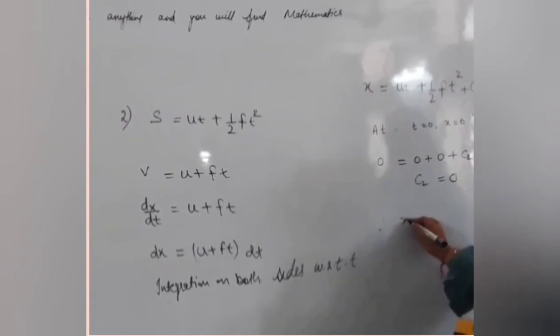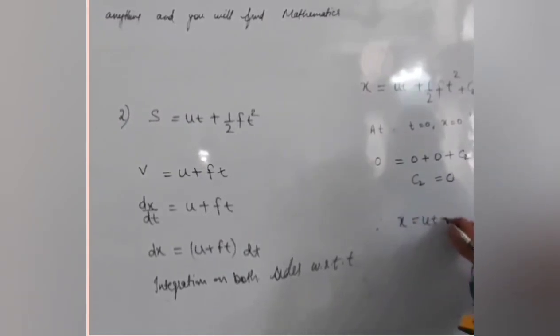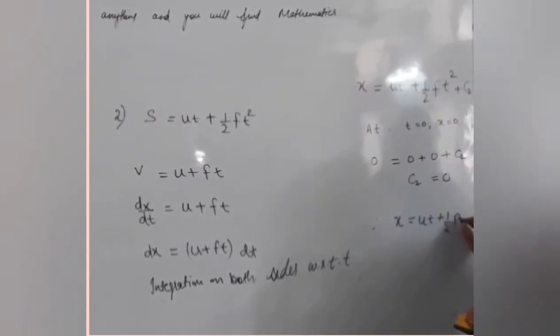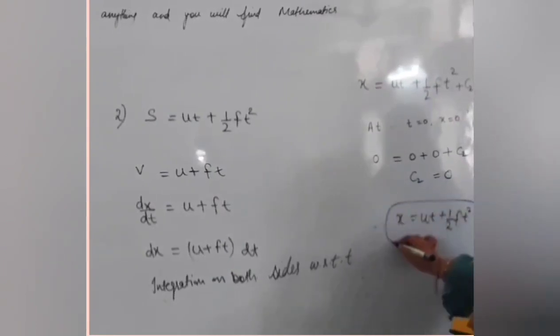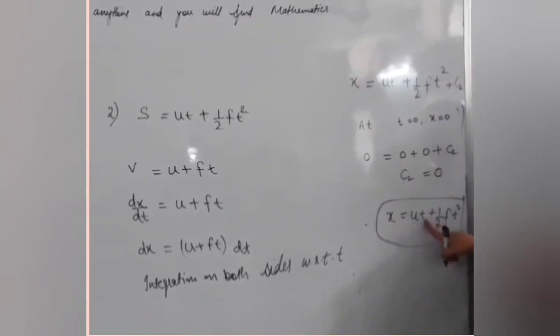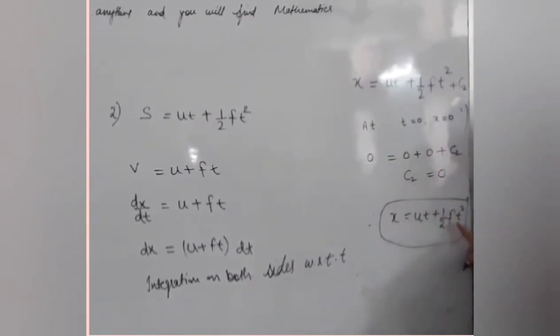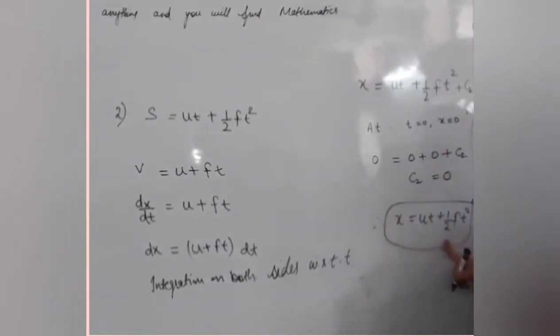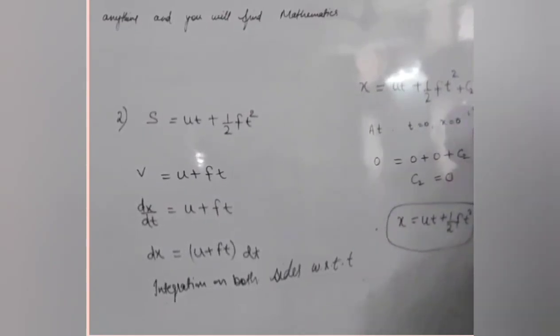Now we have the equation x is equal to Ut plus half Ft square, which is the equation that will give us the distance covered with initial velocity, time taken and acceleration, and whenever we have three of the values we will get the fourth one.